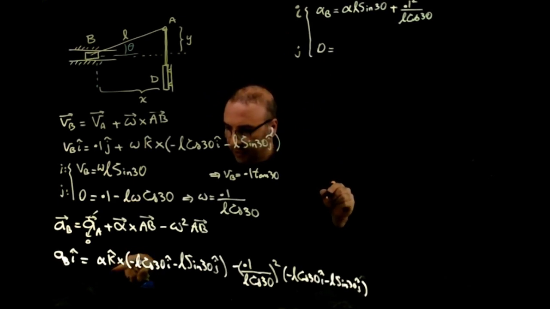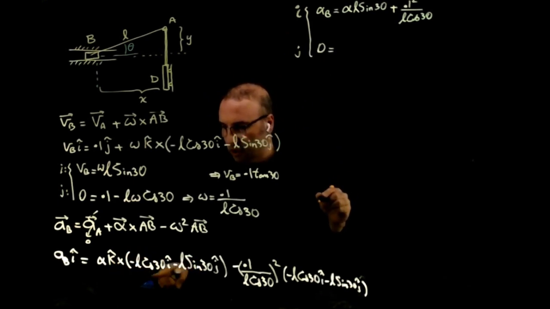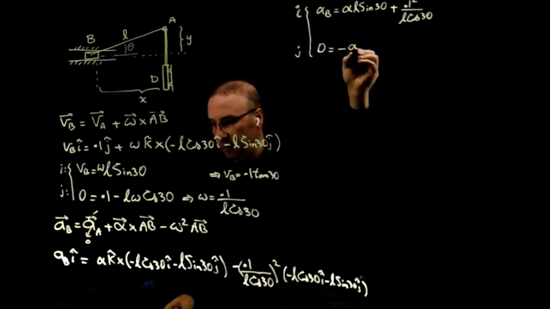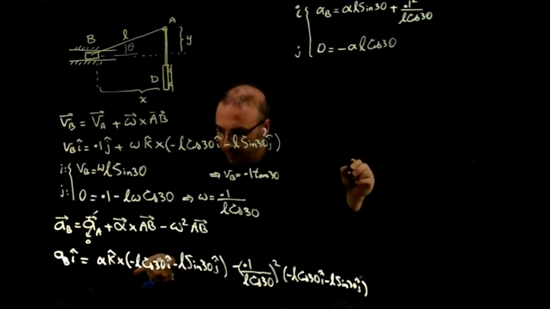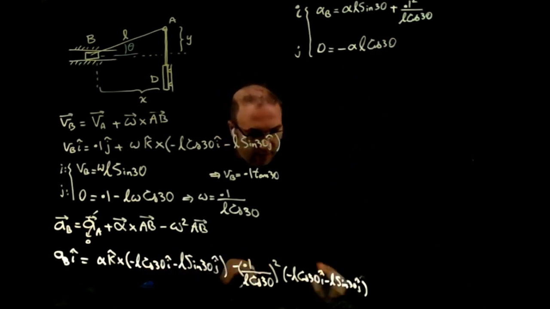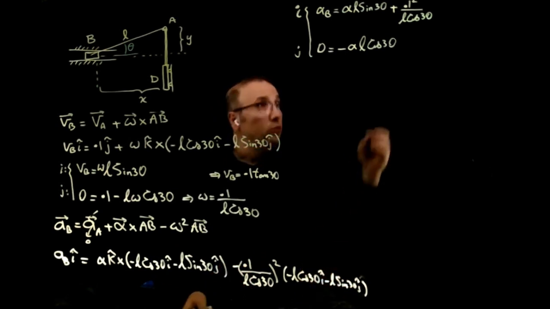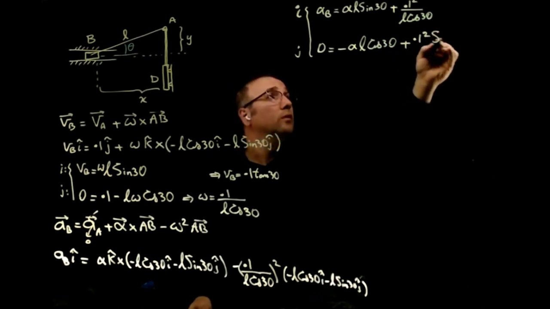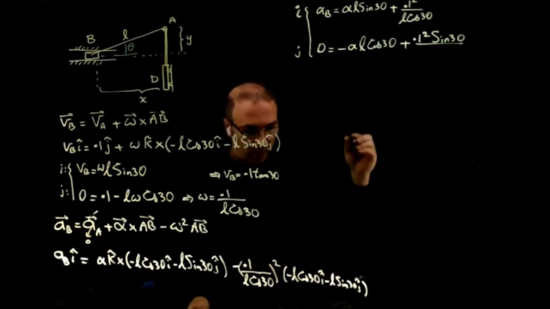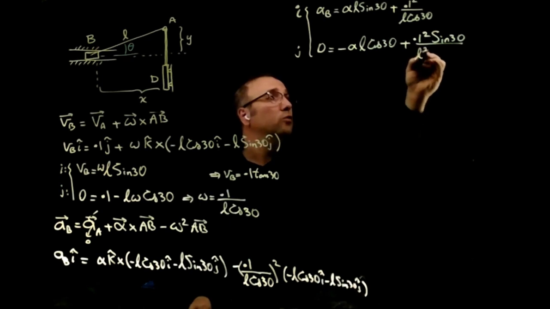I would have 0 equals k hat cross I hat. It becomes j hat. So I would have negative alpha L cosine 30. And then I have this one. Negative, negative, it becomes positive. So plus 0.1 square sine 30 over L square cosine square of 30.